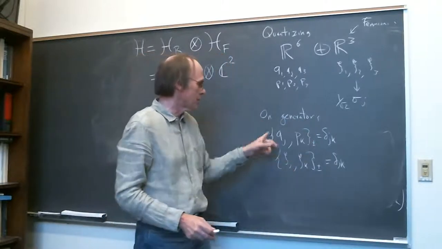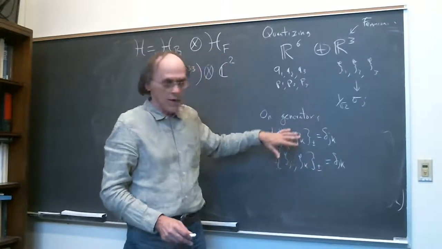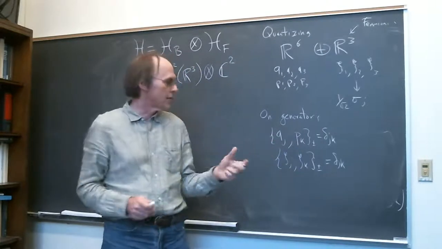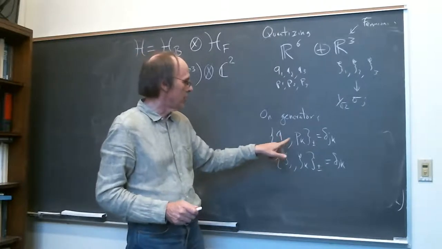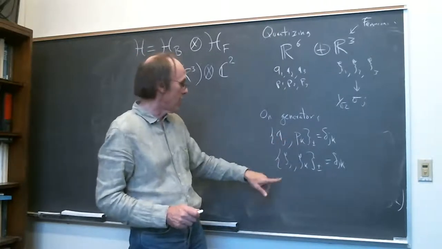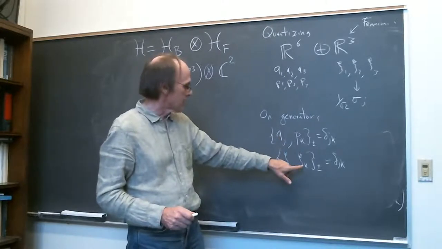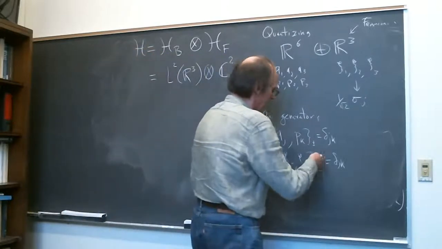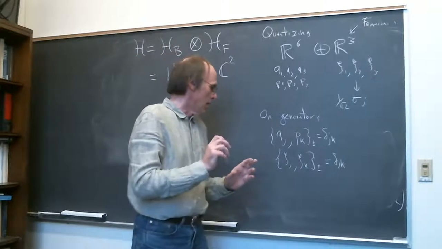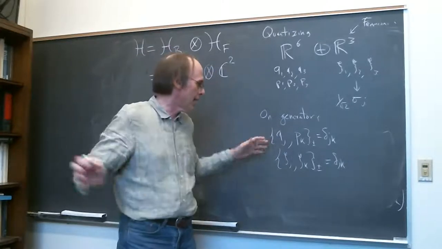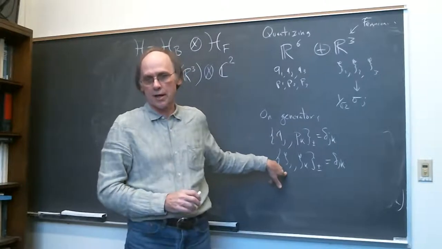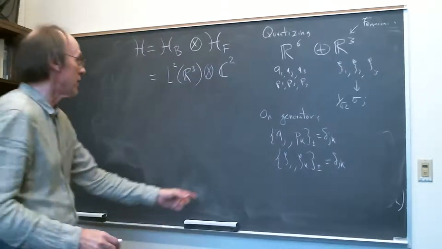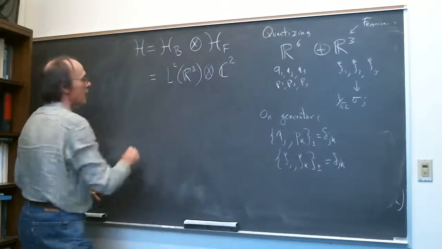And on generators, the relations are these, and all other ones are zero. So the Q's and Q's are zero, P's and P's are zero, Q's and psi's are zero, P's and psi's are zero. Then you can extend that using the Leibniz rule to any polynomial in Q's and psi's.